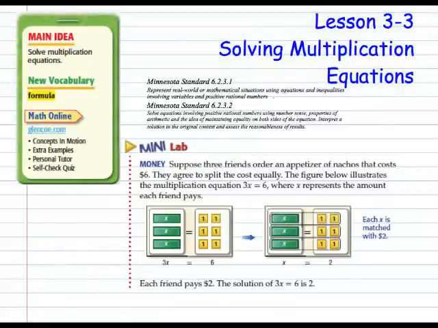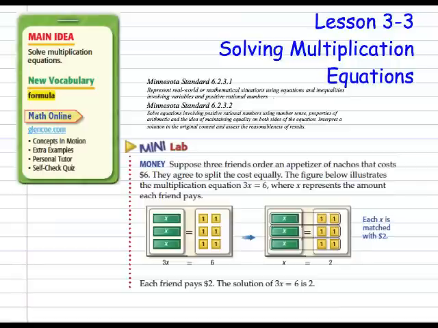This is lesson 3.3, solving multiplication equations. Suppose three friends order an appetizer of nachos that costs $6. They agree to split the cost equally. The figure below illustrates the multiplication equation 3x equals 6, where x represents the amount each friend pays.